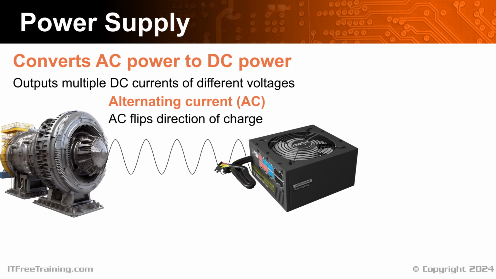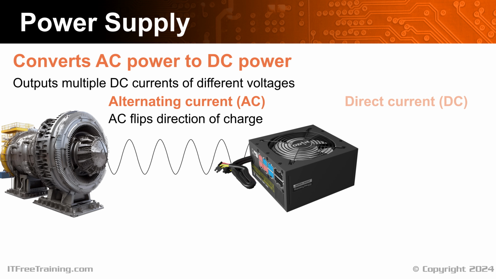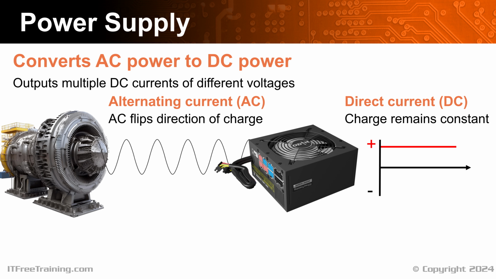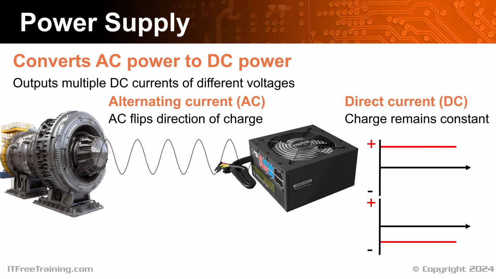To run our electronics, we need to instead use direct current or DC. With DC, unlike AC, the charge remains at the same voltage. In this example, positive. However, the power supply will output multiple voltages, some of these positive and others negative. The main point is that the voltage output is a fixed voltage and remains constant. This is what is required in order for our electronics to run.